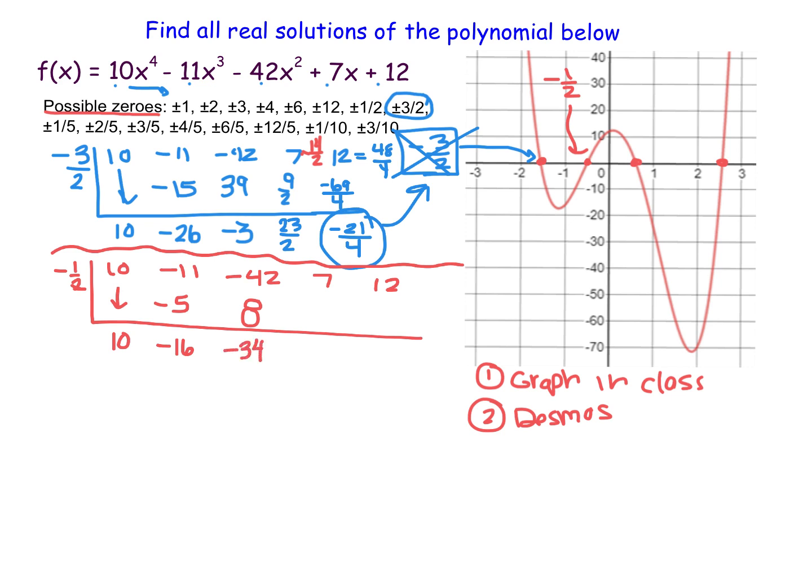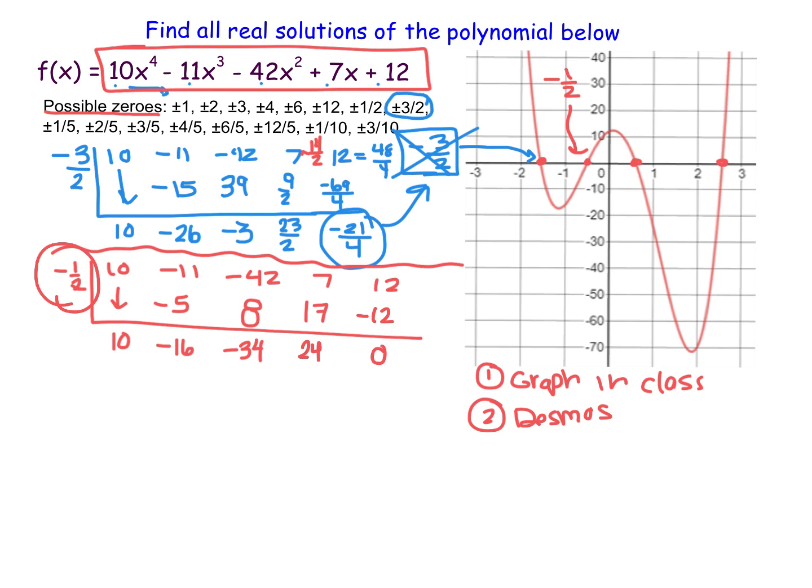Multiply that by a -1/2, and that becomes a +17. I then add straight down here and I end up with 24. 24 times a negative 1/2 is a negative 12. Add straight down and I get 0. So what this tells me is that negative 1/2 is in fact a factor. So what I can do here is rewrite this as x plus 1/2, because remember it's the opposite of what this is. So that's what I have as my factor, x plus 1/2.